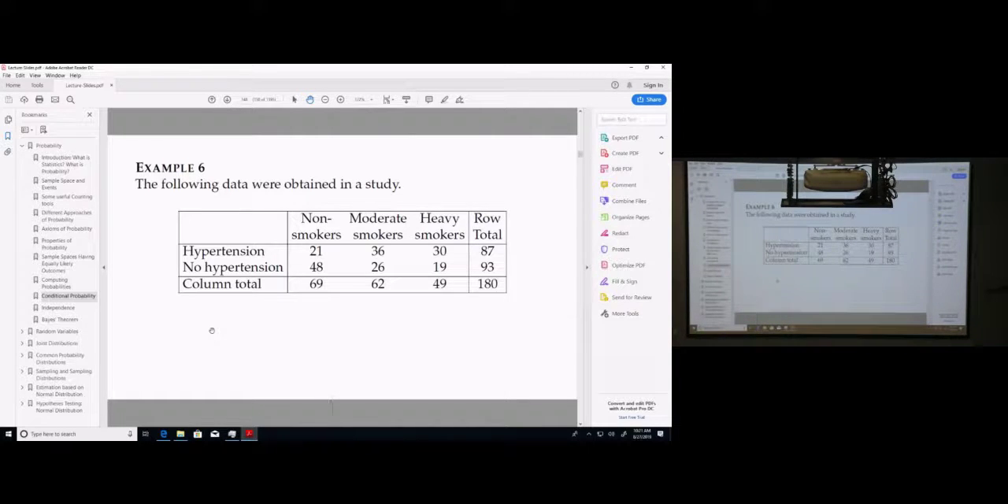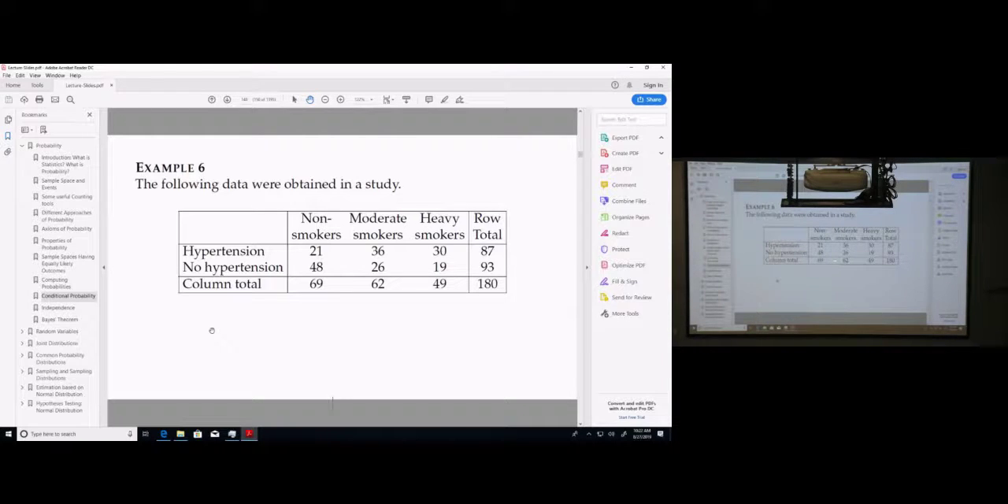So this kind of situation is what we usually call a two-way classification. For each of the subjects, 180 of them, you have 2 classifications of the same subject. One classification is the smoking status of the subject, and the other is the health status in terms of hypertension, whether yes or no. All right, so as a result, you build this kind of table. The table you actually have would be 21, 36, 30, and these 3 numbers. These are what we call the marginals. So these are the row totals, where you add up the entire row here, and these are the column totals.